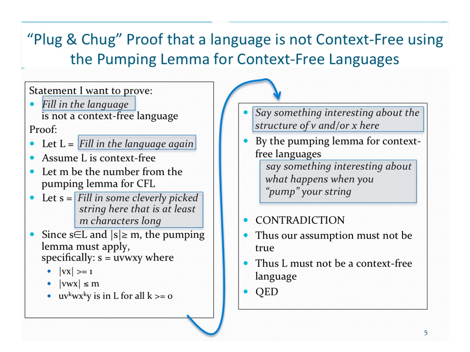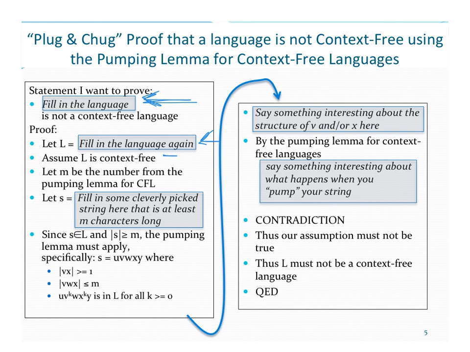So, the statement I want to prove: you fill in whatever the language is that you want to prove. And then you write proof. Let L equal, and just write the language again. Assume L is context-free. We're going to do a proof by contradiction, so we start by assuming L is context-free. We come up with a contradiction at the end, which means that our assumption must be false.